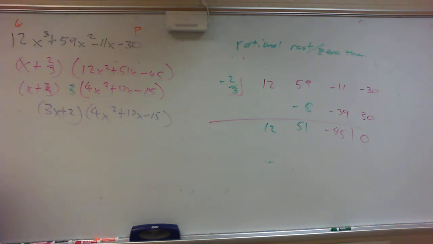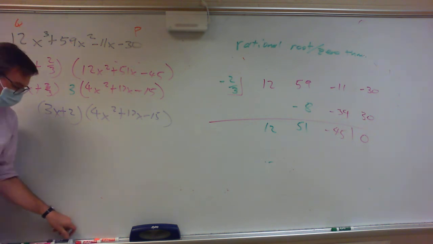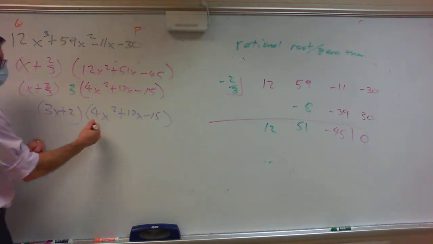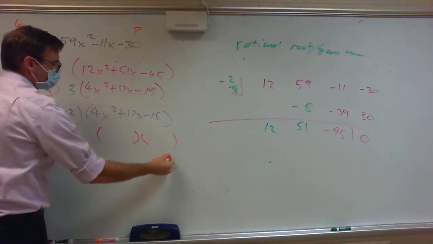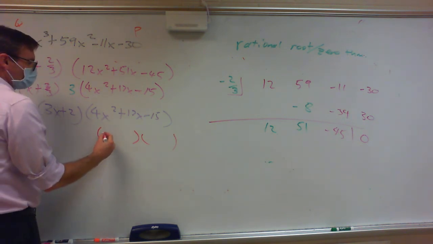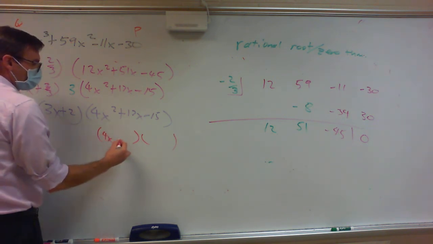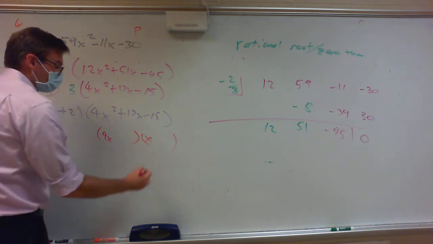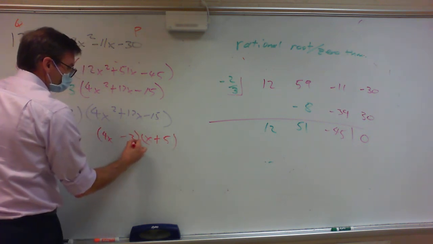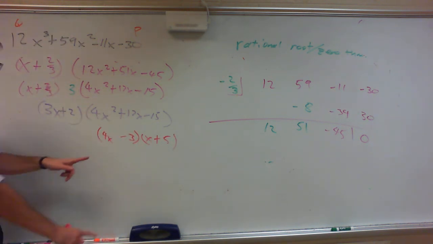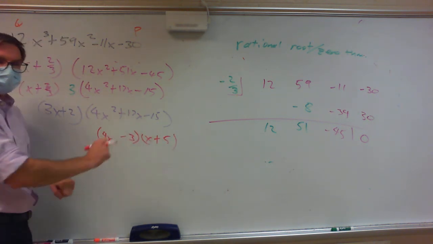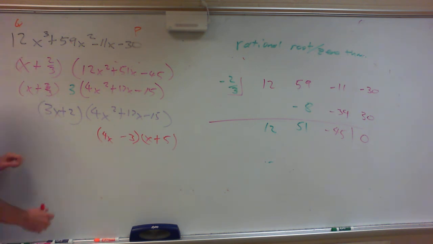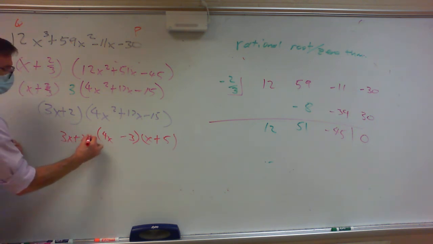Am I done? No. So I've got a quadratic, I need to factor. I think it's going to be 4x and x. And to get 15, that's 3 and 5. So make a plus 5 and a minus 3. See if I got the 17. Minus 3x plus 20x gives me 17x. So I have 3x plus 2.